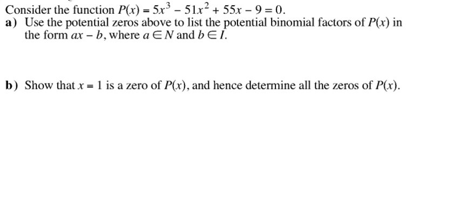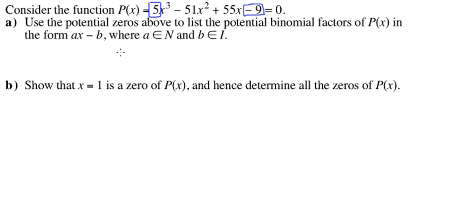Okay, use the potential zeros above to list the potential binomial factors of p of x in the form ax minus b, where a is an element of the natural numbers and b is an element of the integers. Got all that? The point of this theorem is, if you're looking for zeros of a polynomial, they are the factors of the last number in the polynomial over the factors of the first number.